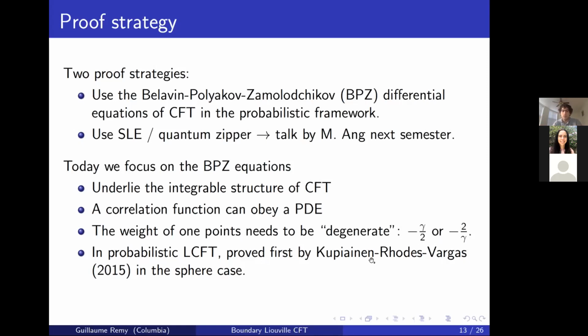And I should say, in the probabilistic Liouville CFT framework, this was first done by Kupiainen, Rhodes and Vargas in the case of the sphere to check these equations hold. And then they applied it to their work on the DOZZ formula.